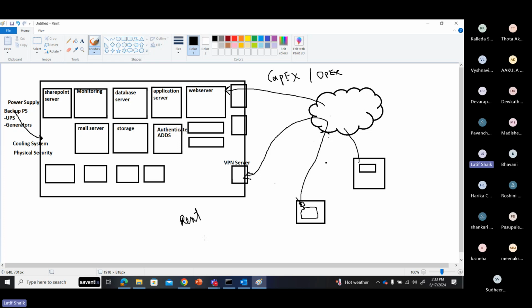So much wind suddenly. Don't know what happened. Okay.